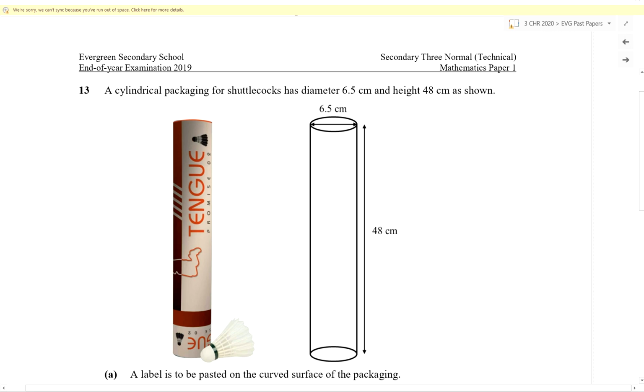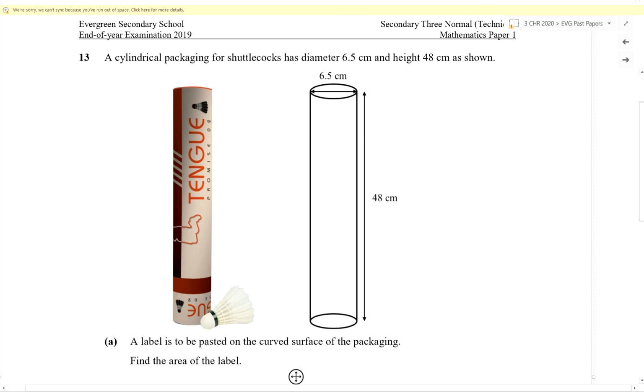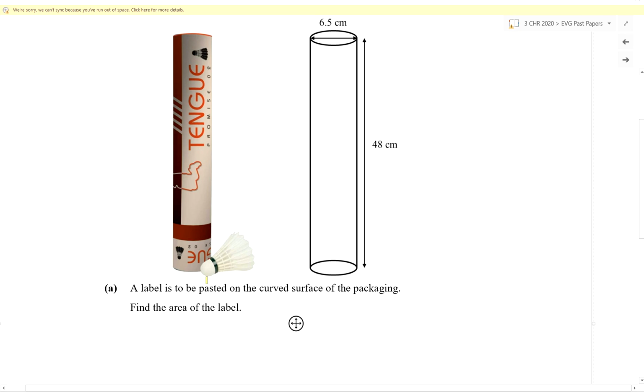Alright, next one. I think this is the last question already. Right, is it the last question? Oh, okay, same question. Here we have cylindrical packaging for shuttlecocks. It has a diameter of 6.5. Wow, this teacher likes to keep setting diameter. Diameter 6.5, height 48 cm. We're going to paste a label around it. Find the area of the label. So this is a prism.